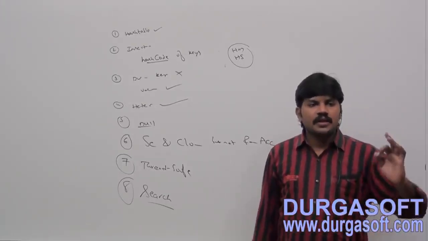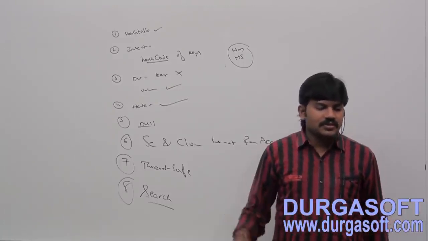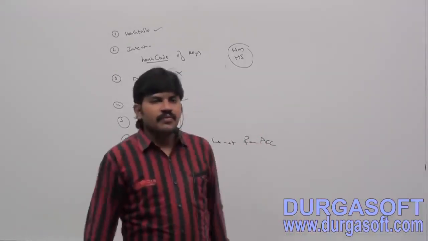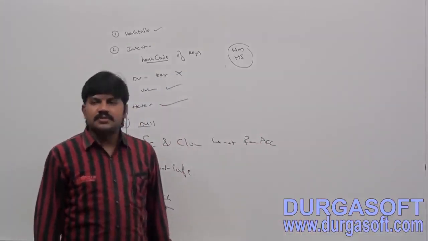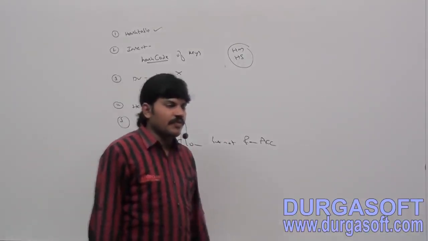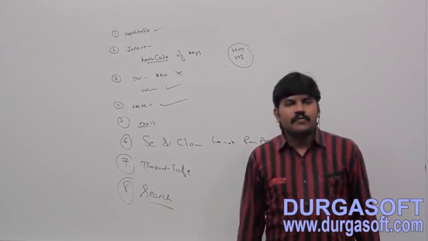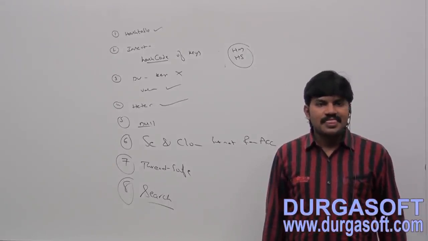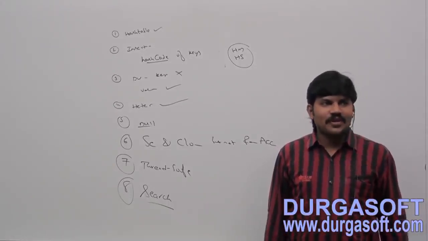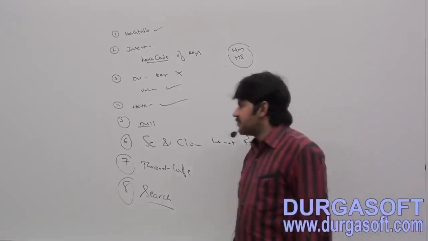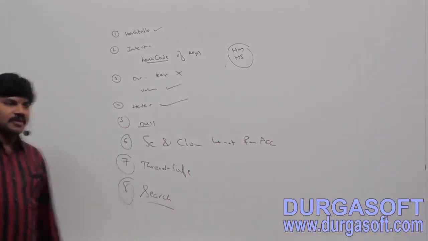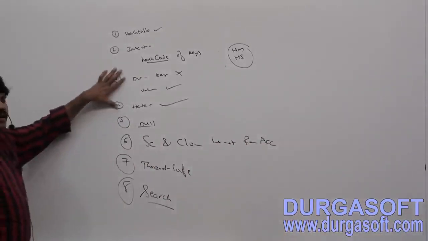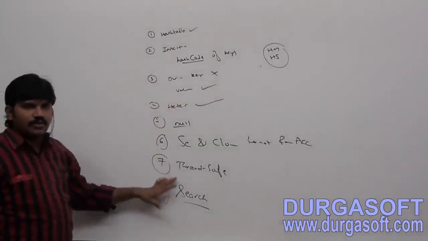Next, hash table is the best choice if our frequent operation is retrieval operation, search operation. That's all. So these are various important conclusions related to hash table, right?